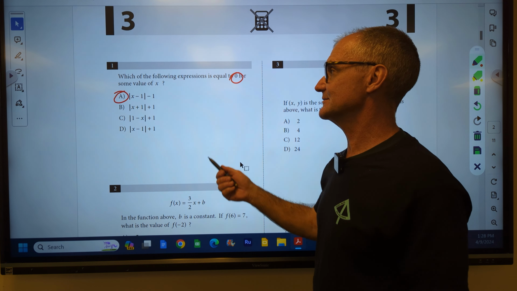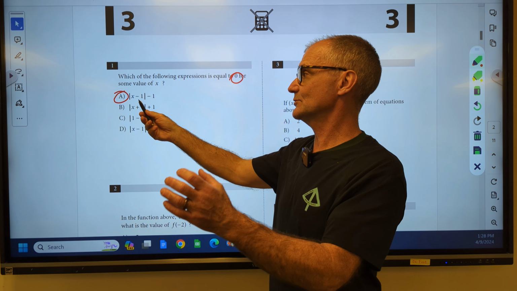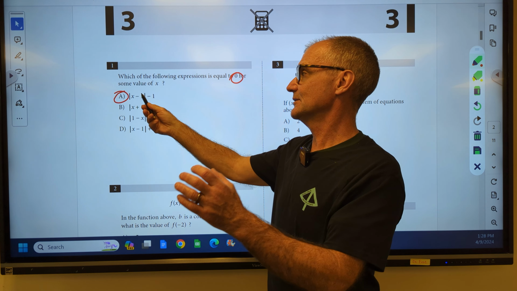And you could pick a value like 2. 2 minus 1 is 1. Absolute value is 1. 1 minus 1 is 0, what you're looking for.